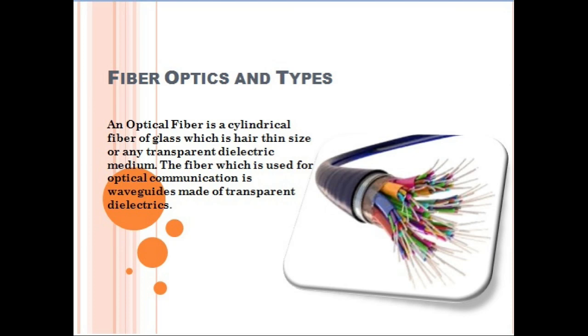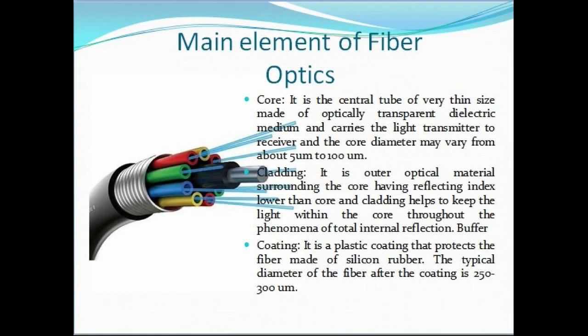Fiber optics and types. An optical fiber is a cylindrical fiber of glass which is hair-thin size or any transparent dielectric medium. The fiber which is used for optical communication is waveguides made of transparent dielectrics. Main element of fiber optics.